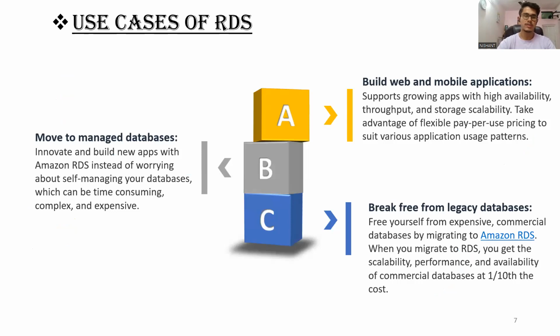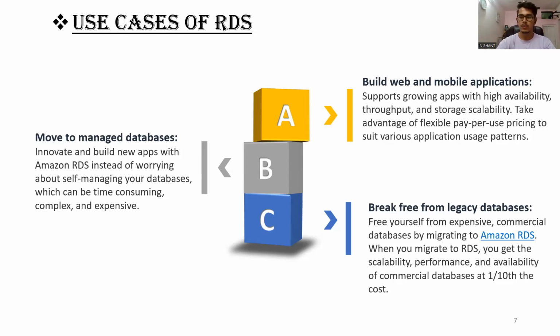The use cases of RDS are, we can use RDS to build web and mobile applications. RDS supports growing of applications with high availability, throughput, and storage scalability. You can take advantage of flexible pay as you go pricing to suit various application usage patterns. Another use case of RDS is to break free from the legacy databases. You can free yourself from expensive commercial databases by migrating to Amazon RDS.